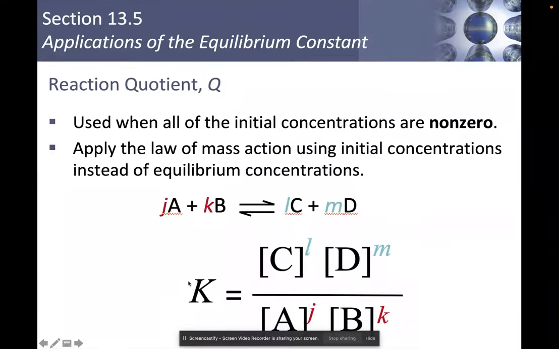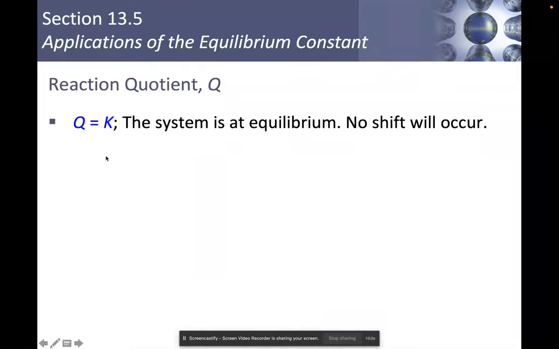Let's actually do something with this though, right? So what if K and Q are the same? That means your system is at equilibrium, no shift is going to happen. That doesn't mean that it's boring though. Remember, it's a dynamic equilibrium, so a lot of stuff is still moving back and forth. It just so happens the rate is constant.